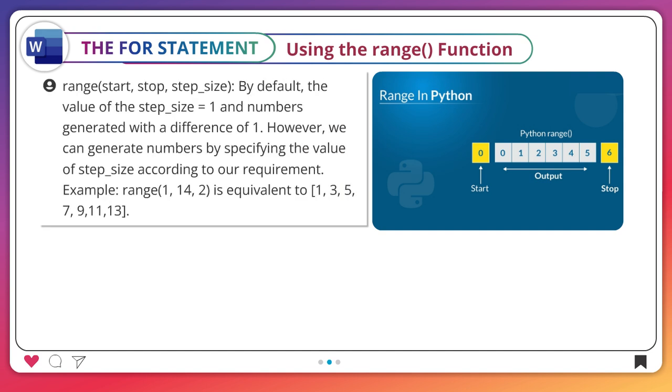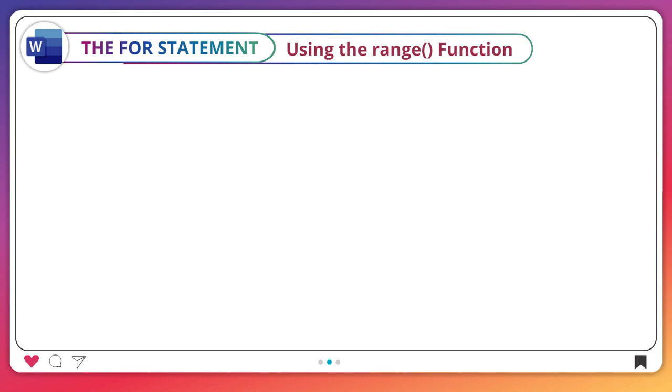range(start, stop, step_size). By default, the value of step_size is equal to 1 and numbers are generated with a difference of 1. However, we can generate numbers by specifying the value of step_size according to our requirement. Example, range(1, 14, 2) is equivalent to 1, 3, 5, 7, 9, 11, 13.